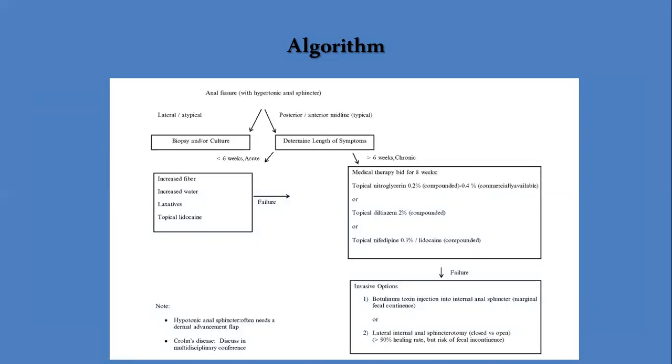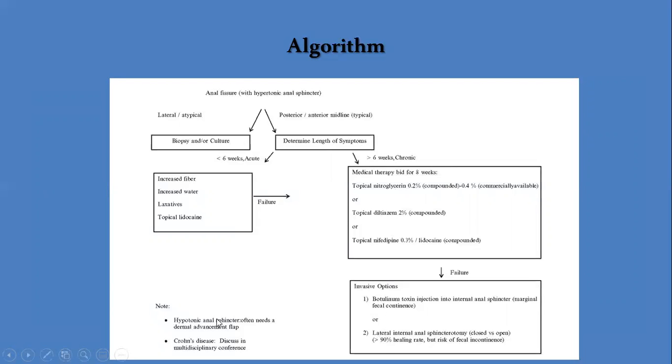encourage the patient to increase fiber, increase water, and give laxatives and topical lidocaine. If this was enough, it's okay. If there was a treatment failure, we will treat as a chronic anal fissure: medical treatment for 8 weeks. If failure occurs, other options are Botox injection and lateral internal sphincterotomy.